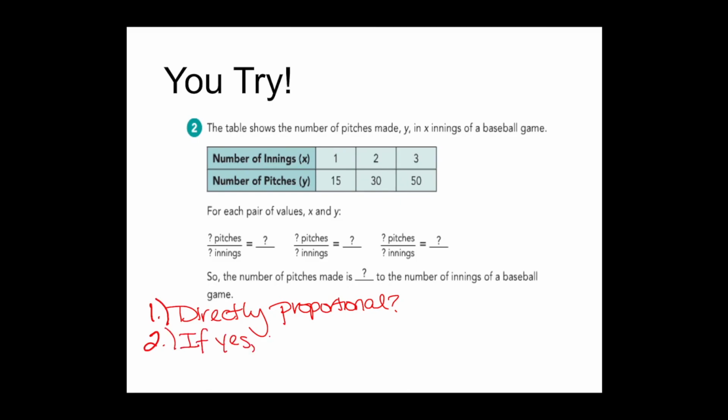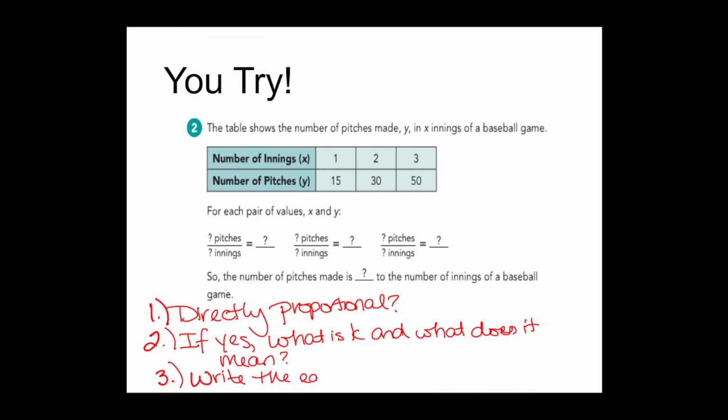If yes, what is k? And what does it mean? And then write the equation. Okay, take a second. Figure out the answers to each of these questions. Is it directly proportional? If it is, what's your k value or your constant of proportionality, and what does it mean in this problem? And then write your equation. I'll be back on in a minute to talk about our answers.